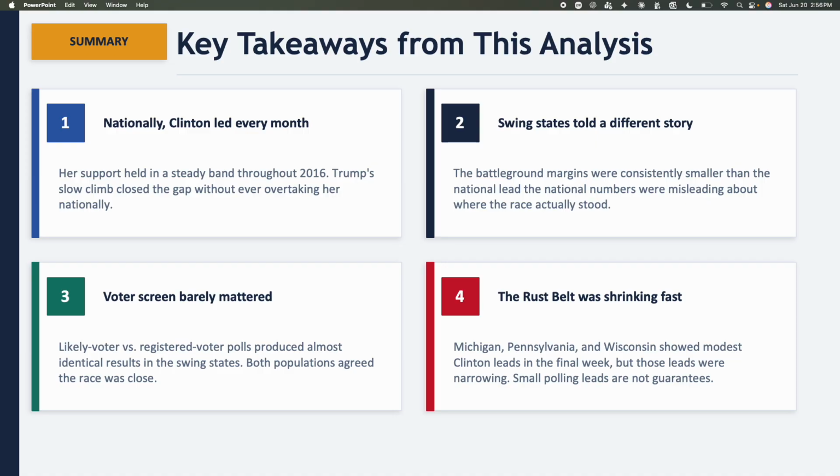And the fourth takeaway is that the Rust Belt lead was fragile. Michigan, Pennsylvania, and Wisconsin all showed Clinton ahead in the final week, but those margins were small enough that a modest late swing toward Trump could flip them, and that is exactly what happened.